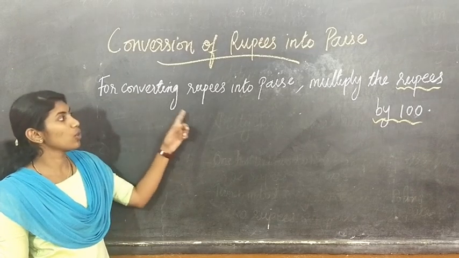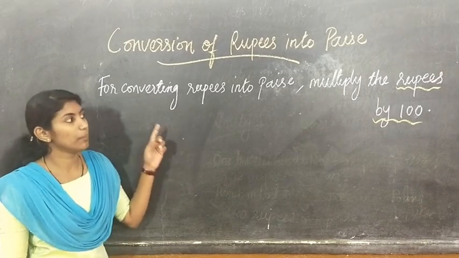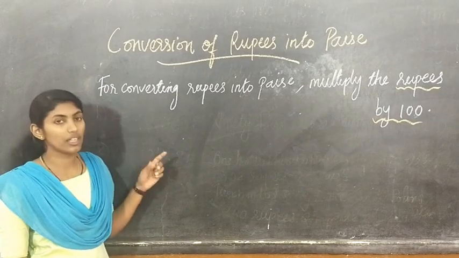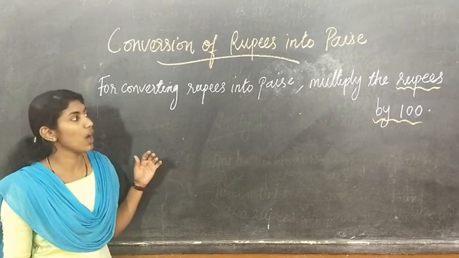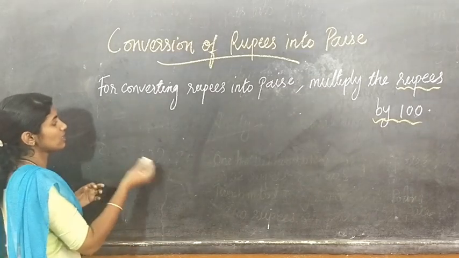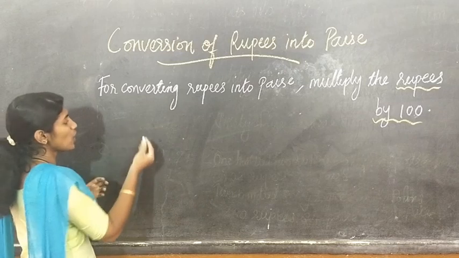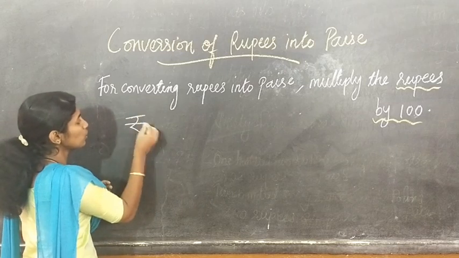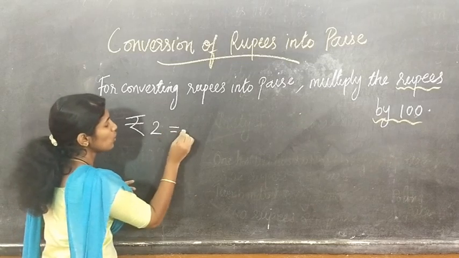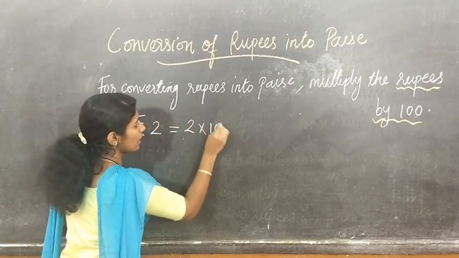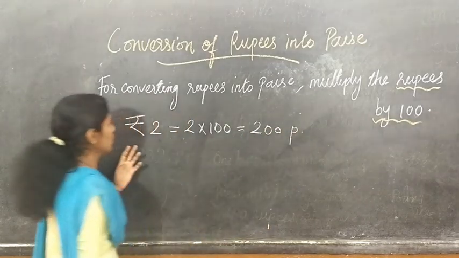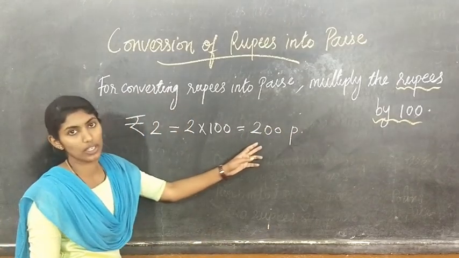For converting rupees into paise, we have to multiply the rupees by 100. So consider some example. We have to convert rupees 2 into paise. So what we have to do? Yes, rupees 2 equal to 2 into 100, that is equal to 200 paise. Rupees 2 equal to 200 paise.